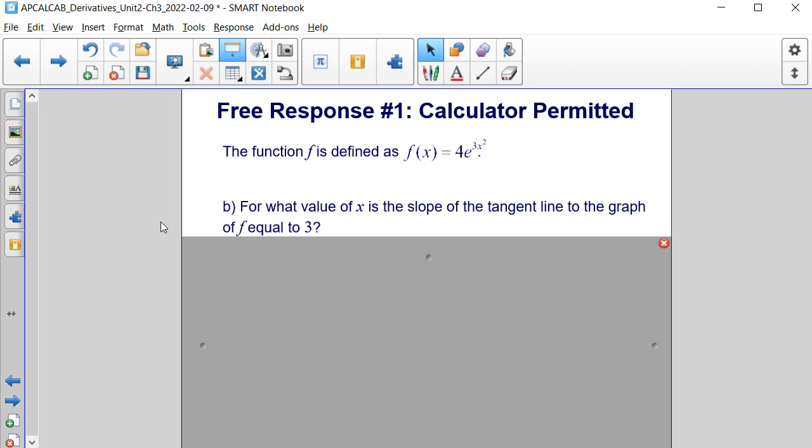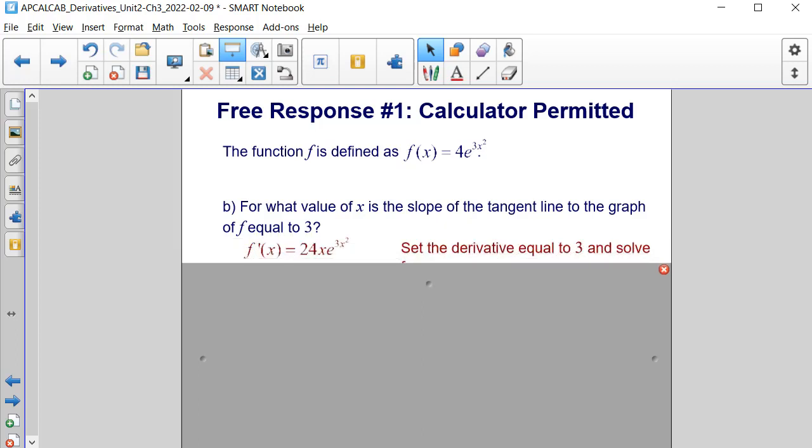Now let's try part B. For what value of x is the slope of the tangent line to the graph of f equal to 3? Well, the slope of the tangent line refers to the derivative evaluated at a specific x point. So we need to first find the derivative of f of x, and we've done that. It is 24x times e to the 3x squared.